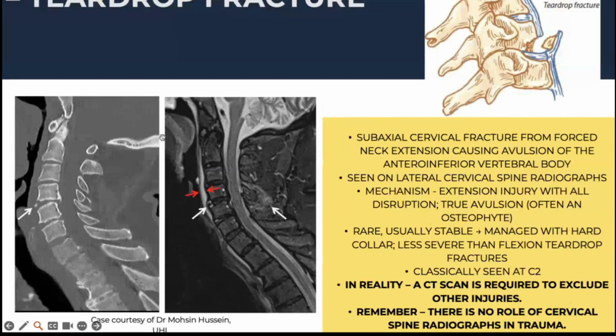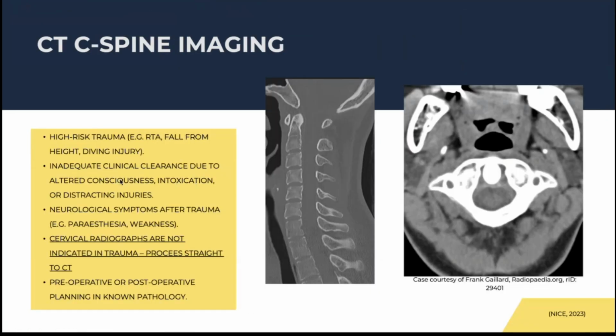Okay, so now we're moving on to CT C-spine imaging. So when looking at the NICE guidelines for CT C-spine imaging, it says that they're most commonly done for things like high-risk trauma, so RTAs or falls from heights or diving injuries. For inadequate clinical clearance, so if they have altered consciousness, they've got intoxication, or they've got distracting injuries that are preventing you from being able to adequately assess the C-spine. If they've got neurological symptoms after trauma, so they've got paresthesia or weakness in their upper limbs.